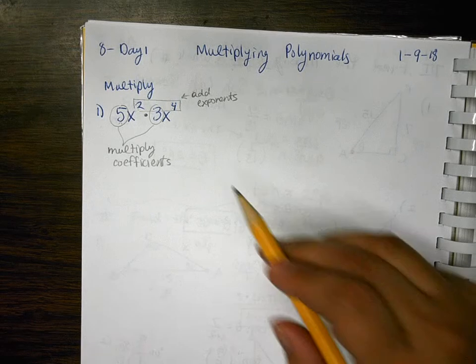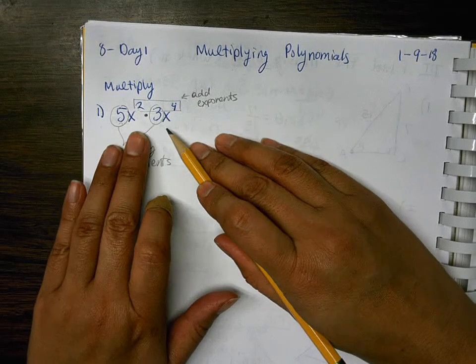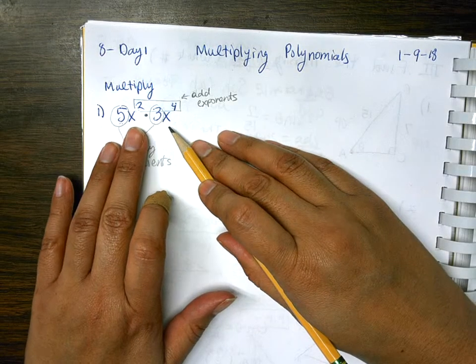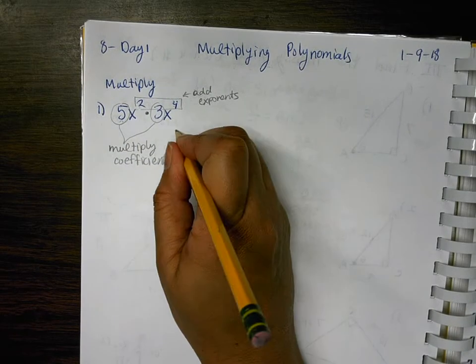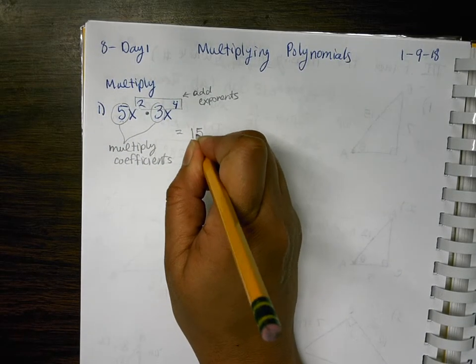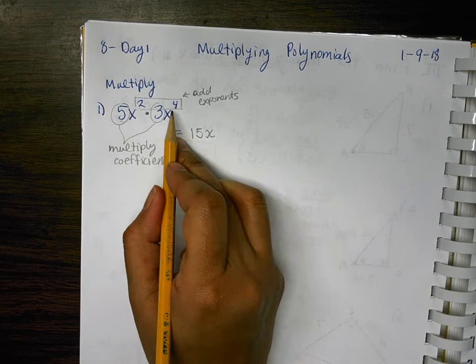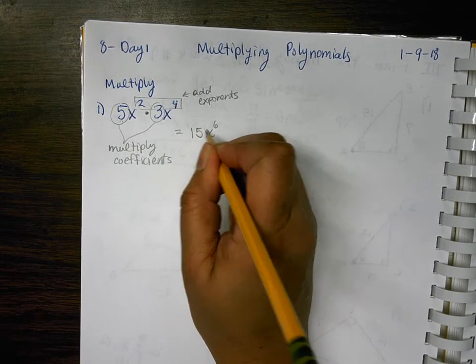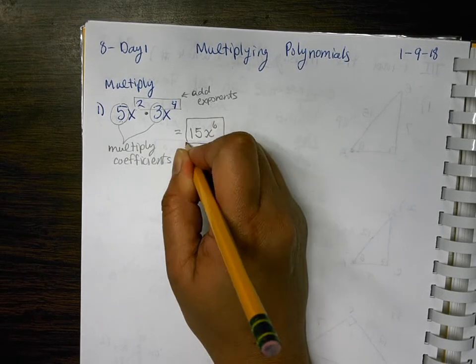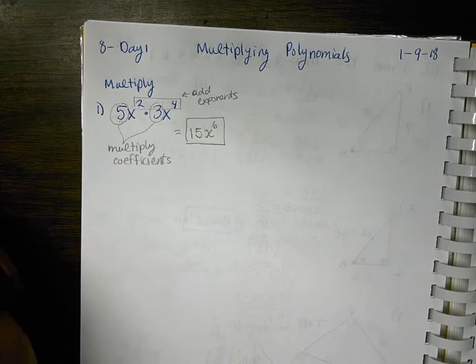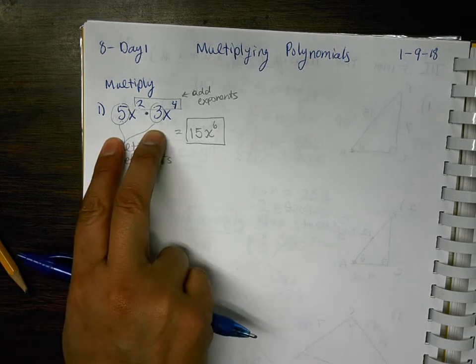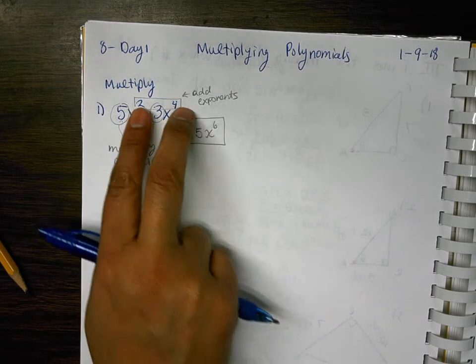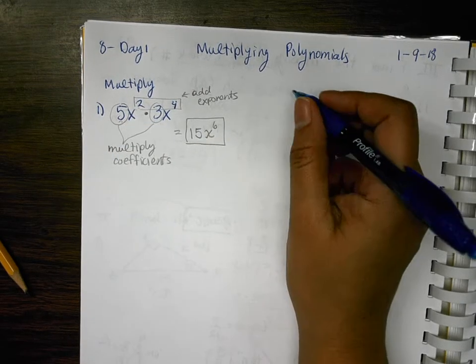And what happens with the x's, with the base? The bases stay the same. The x will just stay x. All right, so what do we get here? 5 times 3 is 15. X stays x. And 2 plus 4 is... Okay, before I go any further, do you guys remember that from previous years? Multiply the coefficients, bases stay the same, add the exponents. I'm going to have you try this next one on your own.